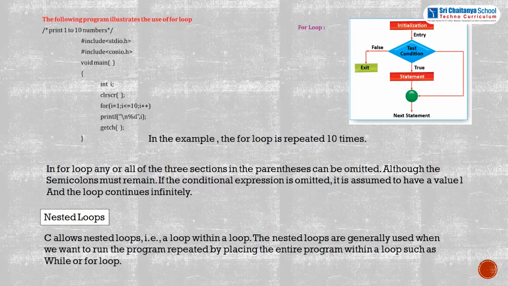C allows nested loops. That is, the word nested means a loop inside another loop, or a loop within a loop. Nested loops are generally used when we want to run the program repeatedly by placing the entire program within a loop such as a while or for loop.